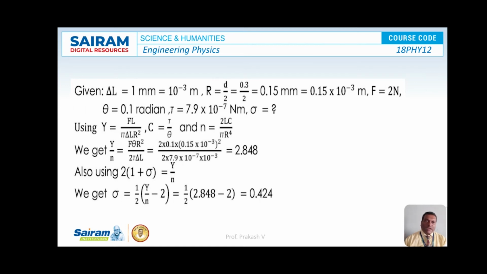So by calculation we are going to get the value of Y by N as 2.848. Now we know another formula, that is 2 into 1 plus sigma is equal to Y by N. So the value of sigma can be written as 1 by 2 into Y by N minus 2. So substitute the value of Y by N here, that is half into 2.848 minus 2. So on simplification, the value of sigma is equal to 0.424. So this is the value of sigma that we calculated here.